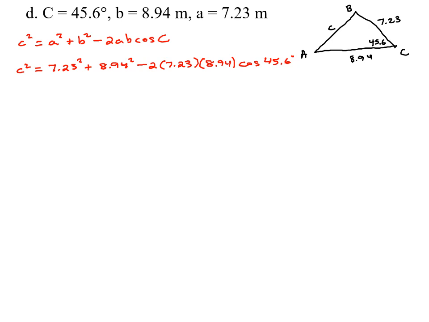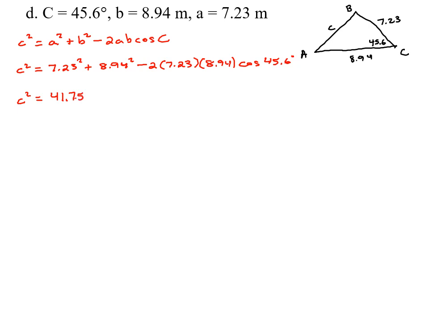45.6 degrees. Since we are solving for the side, I can just type it straight in basically the way it looks. 7.23 squared plus 8.94 squared minus 2 times 7.23 times 8.94 times the cosine of 45.6 degrees. This will give me that c squared is 41.75 or so.